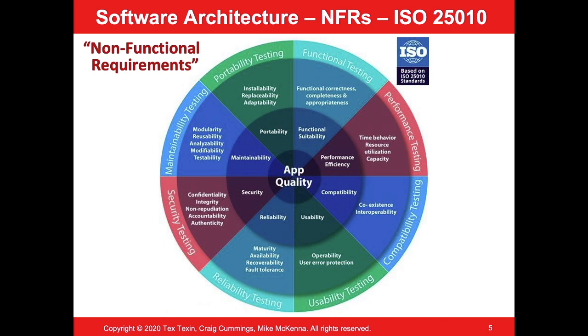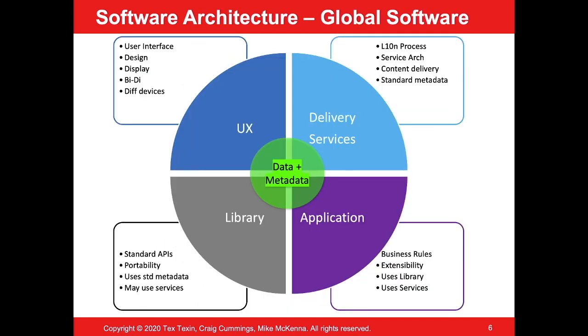Example here is from an ISO standard 25010, and if you look at the inner circle around the application quality, you see non-functional requirements such as portability, functional stability, efficiency, compatibility, usability, reliability, etc. Many of these carry over for global or international software design as well. We'll take a look at that.